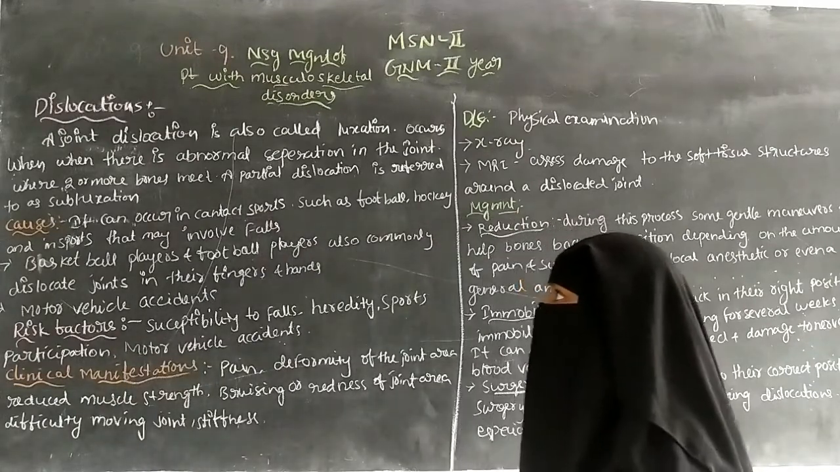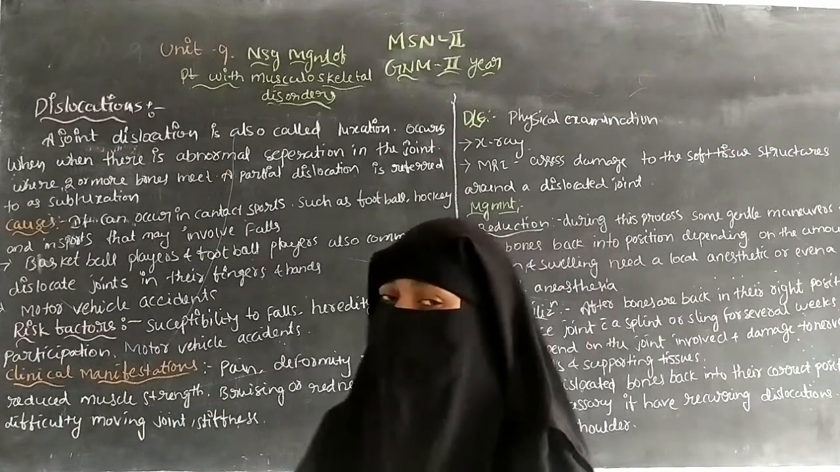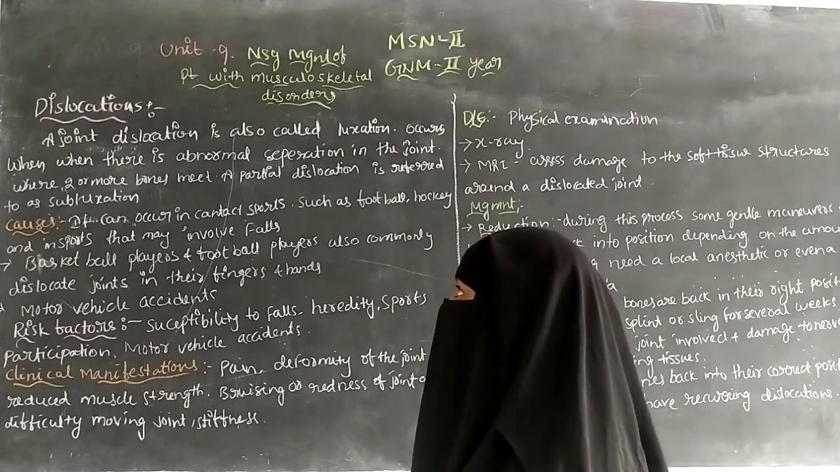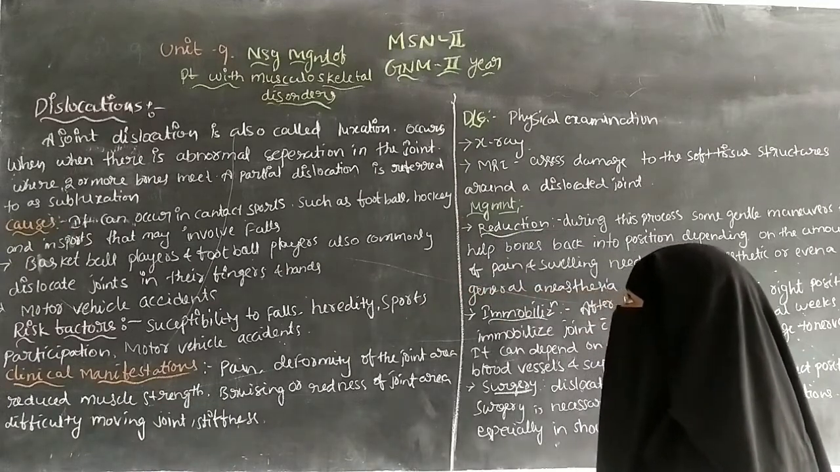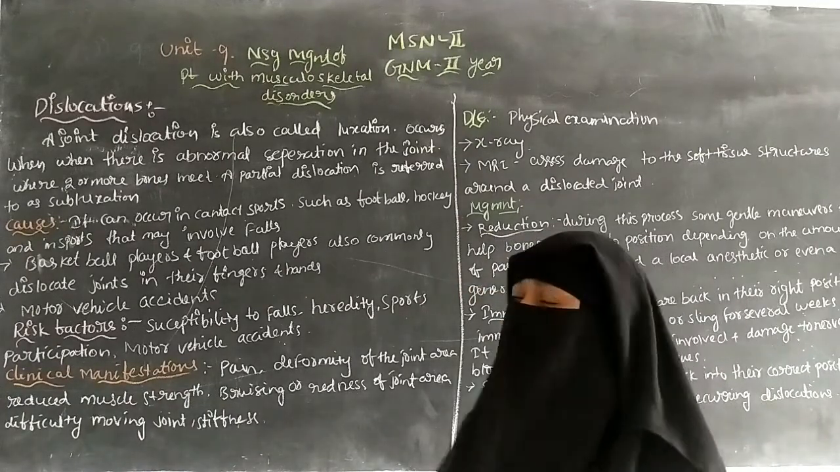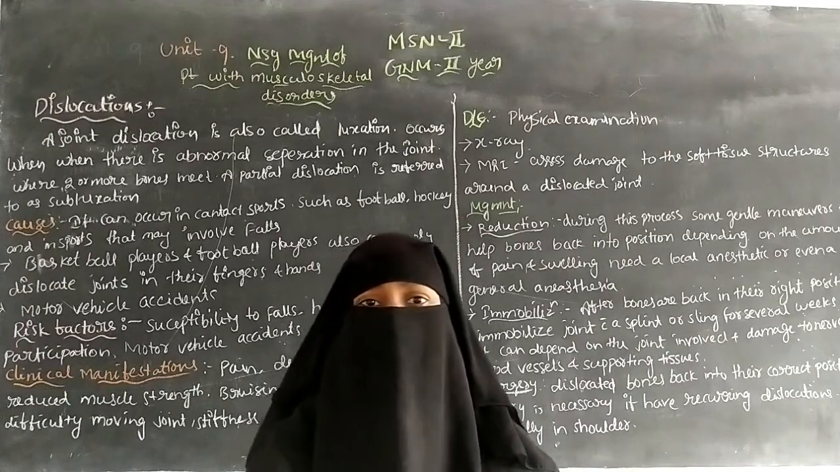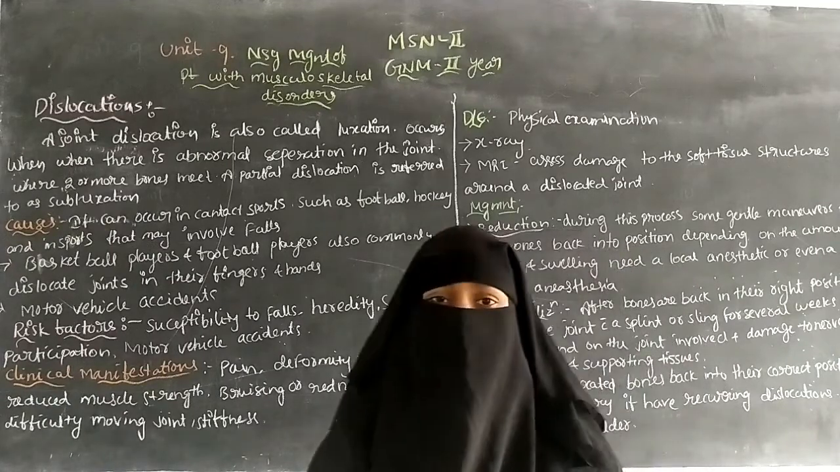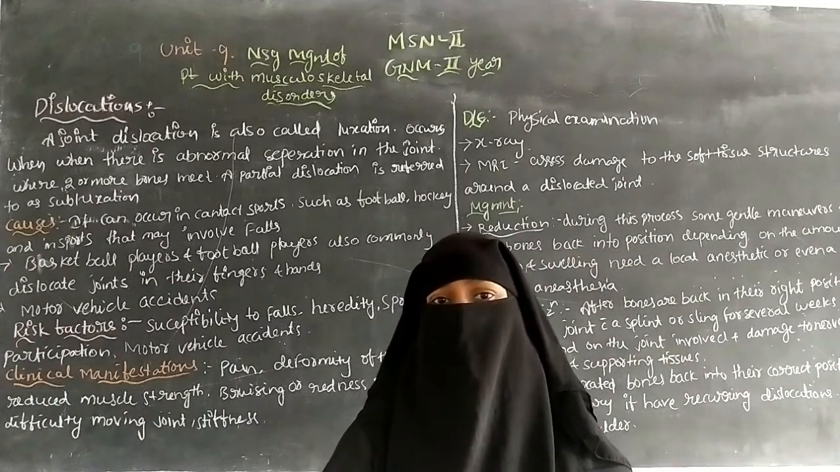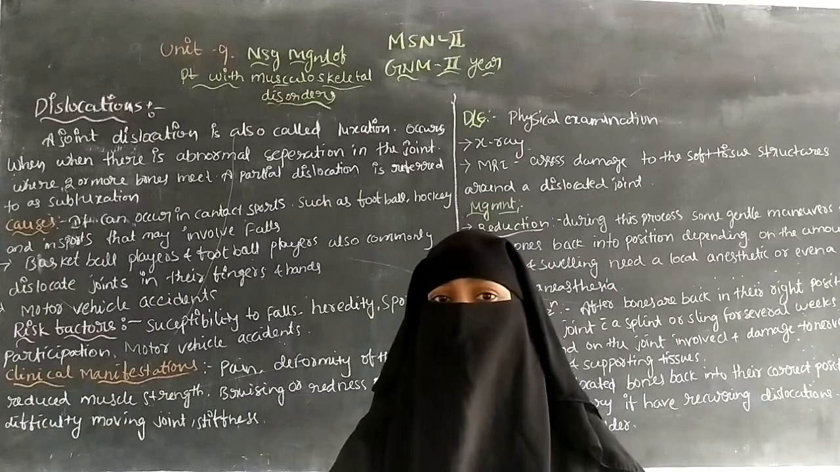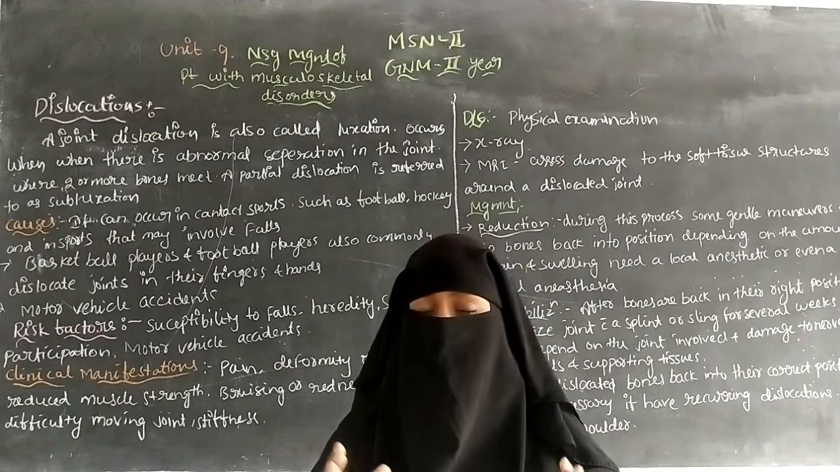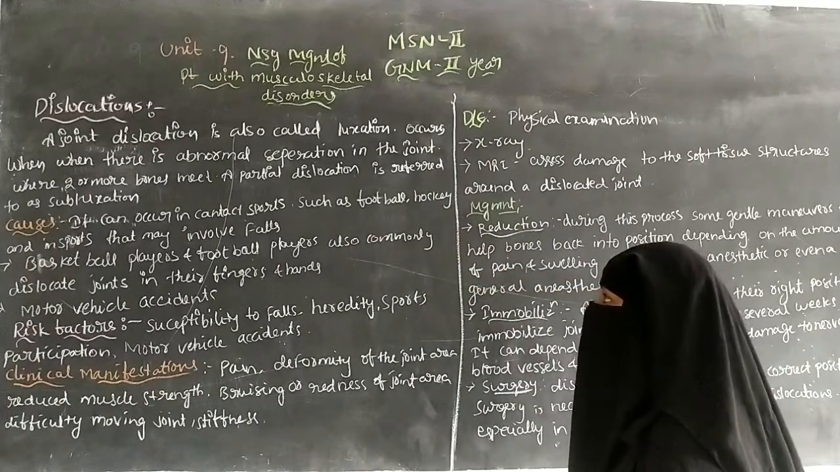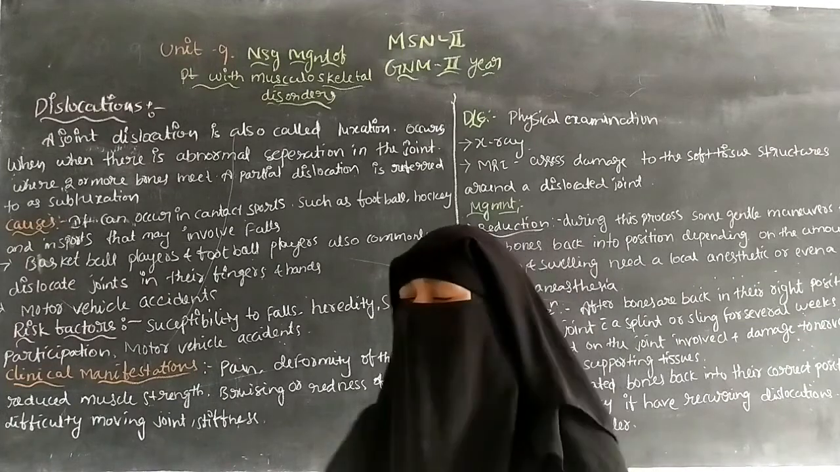It is one of the abnormal conditions in the musculoskeletal disorders. Dislocation means joint dislocation, which is also called luxation. Joint dislocation means a bone joint can be displaced from its normal place to an abnormal position.